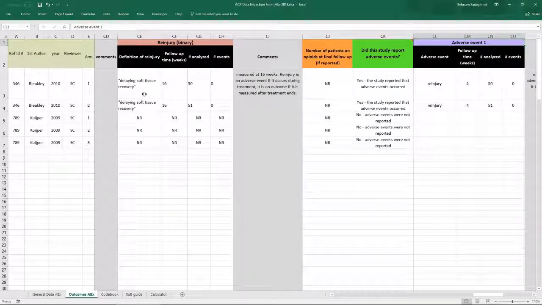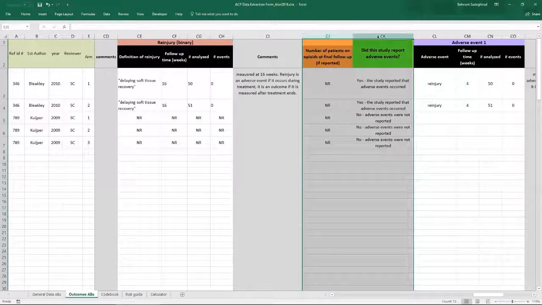The panel is also interested in patients using opioids at the end of this study. If reported, please indicate the number of patients that were using opioid medication in each arm at the end of this study period.